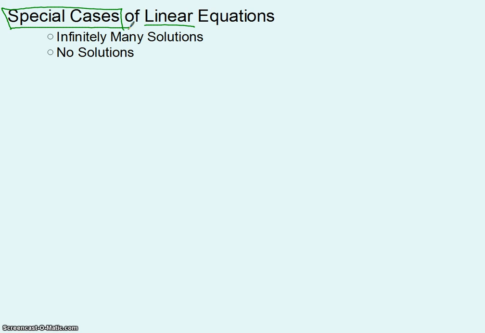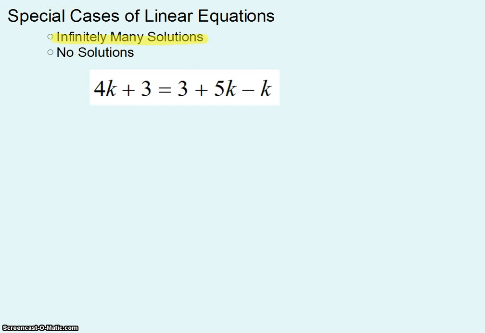We can either have equations that have an infinite number of solutions. In this case, it doesn't matter what you choose, it's going to be a solution to this equation. Or some equations have no solutions. So we're going to look at equations that are both types, one of each, and we'll start with one that has infinitely many solutions.